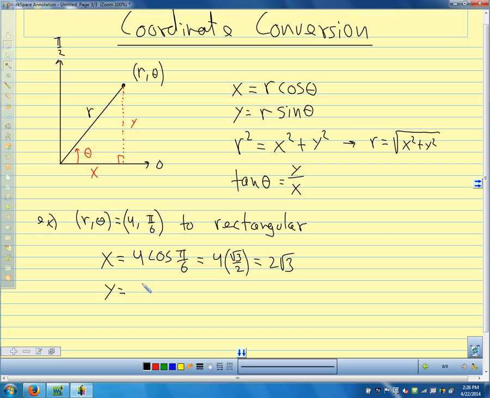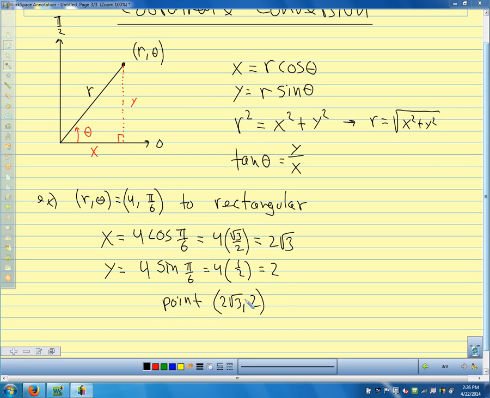And y is 4 sine pi over 6. So that's 4 times the sine of pi over 6, which is 1/2, is 2. So our point is 2 square root 3, 2. So that would be the point 4, pi over 6, would be 2 square root 3, 2 in rectangular coordinates, x and y. Questions there?